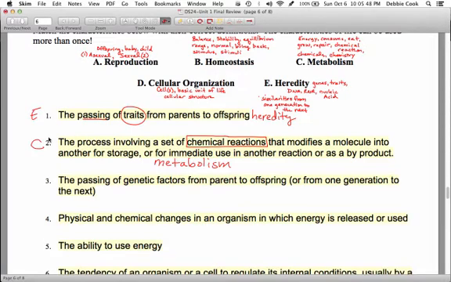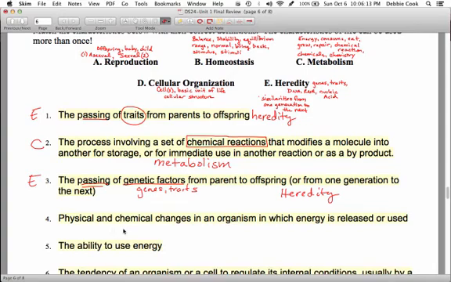Looking to number 3, the passing of genetic factors from parent to offspring. Again, we're looking at passing information, and genetic factors means the same thing as genes or traits. So that's just there to confuse you. So again, going from one generation to the next, obviously still we're dealing with heredity for number 3. So it's going to be E.